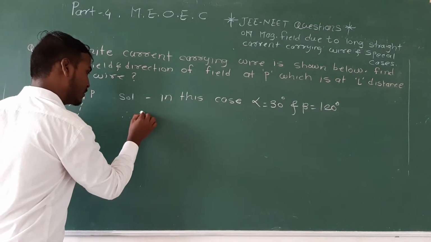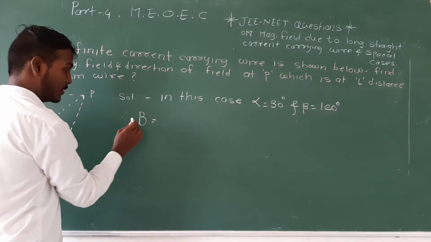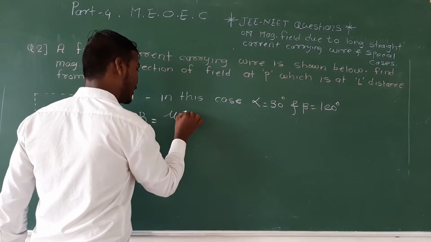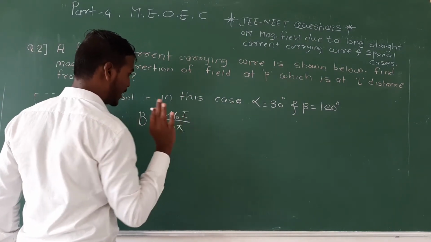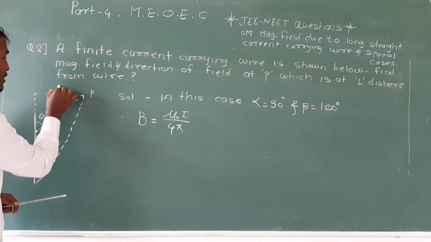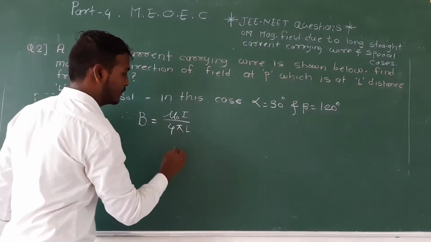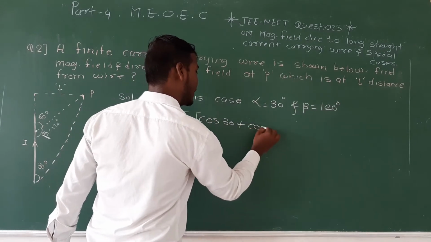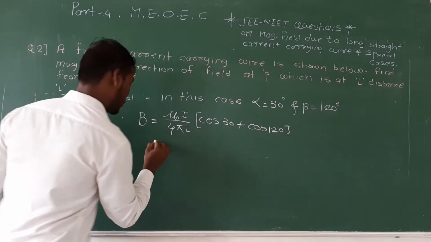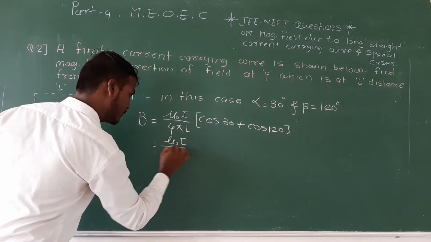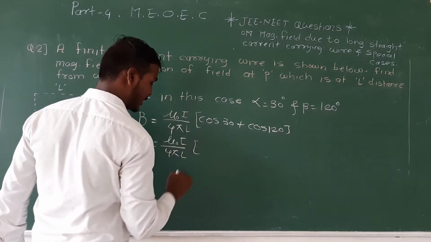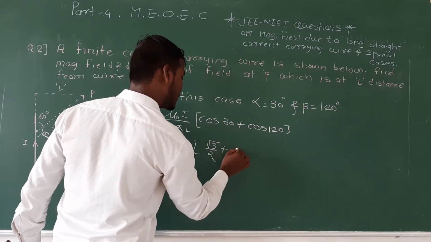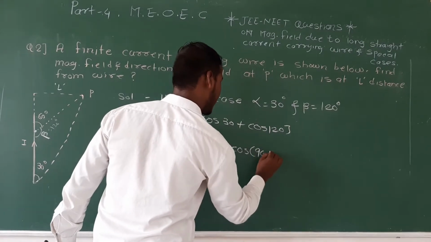Therefore, B, which is nothing but the magnitude of the magnetic field, and its magnitude I have not given the bar, so that magnitude is mu 0 I upon 4 pi, do not write r because they have given us the distance as L. So L, cos alpha, which is nothing but 30 degree, plus cos beta, which is 120 degree. So it will become mu 0 I upon 4 pi L. Cos 30 is nothing but sin 60, that is root 3 by 2, and this angle we can convert into 90 plus 30.